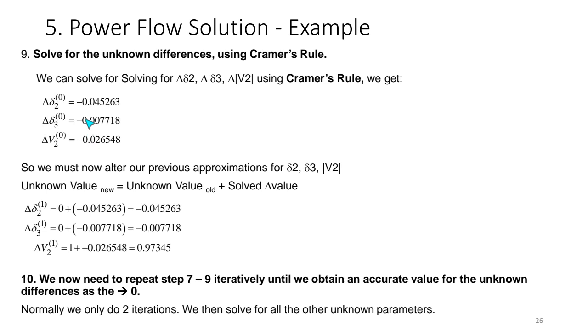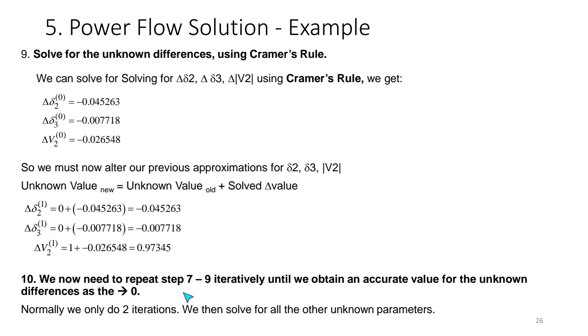What we're trying to do is see our change in value, because our delta 3 initialization is 0. So we get 0 plus this value, and delta V2 we assumed as 1, and 1 plus this one, so we're able to find out. It means our voltage at the load bus is this one, and the phase shift is this one, and then for the PV bus, bus 3, the phase shift is this one. So this is your first iteration value.